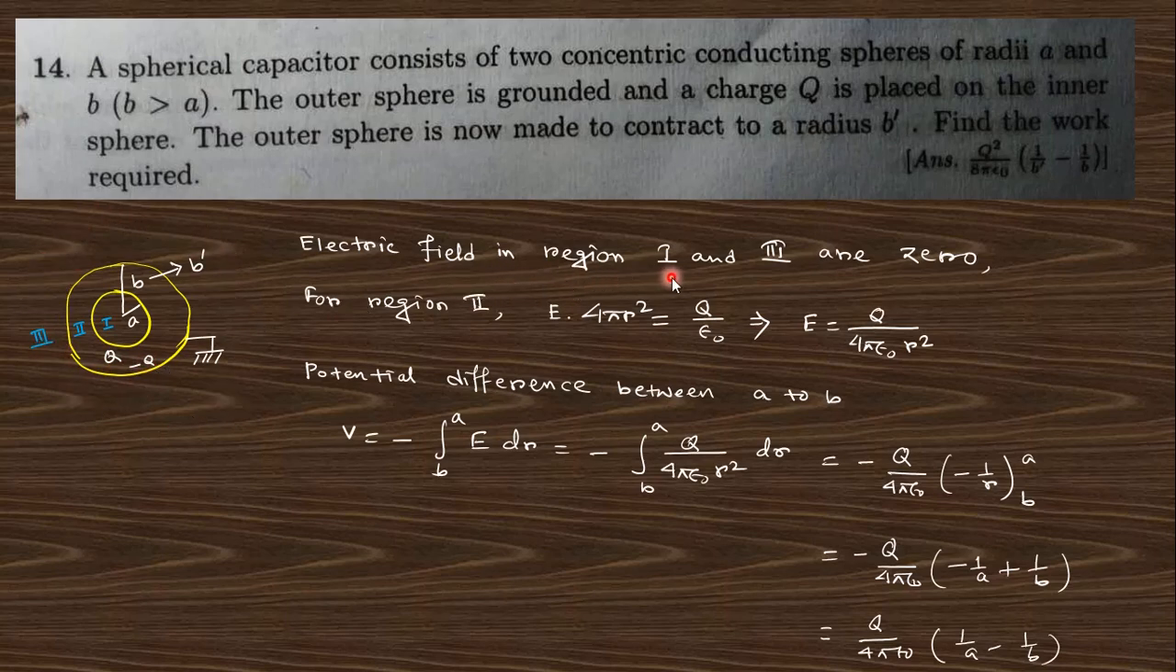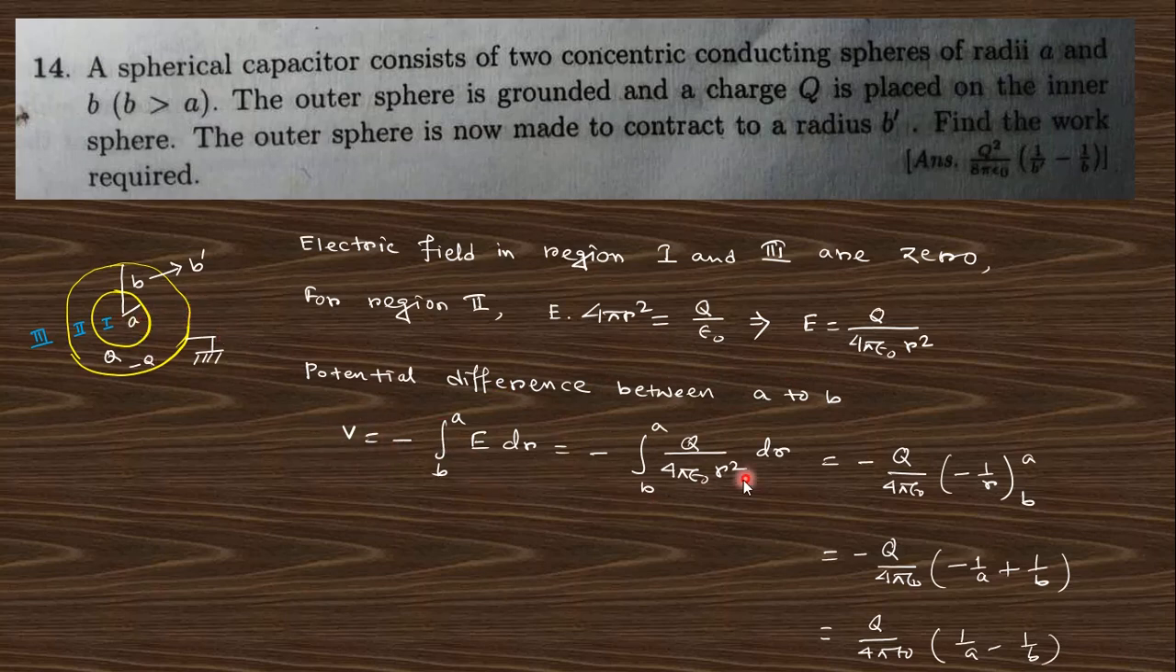That's why in region 1 and region 3, the electric field will be 0. In region 2, that is from A to B, only the charge Q is enclosed by the surface. So E into 4 pi r squared equals Q by epsilon naught, from where we will get the electric field.